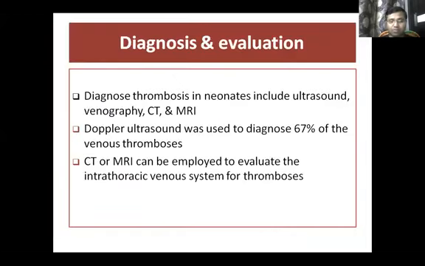Now, once you know what the symptoms are, how do you diagnose? Yes, diagnosis is by ultrasound, which is very feasible, accessible, non-invasive, and has no radiation. It diagnoses around 60 to 70% of cases. If it is not diagnosing, and you are still suspecting thrombosis, then you can use other modalities like contrast venography, CT, MRI.